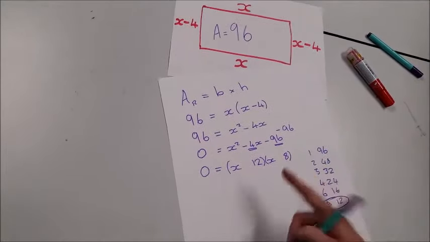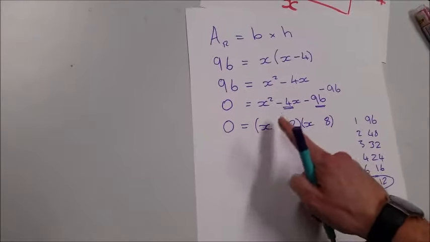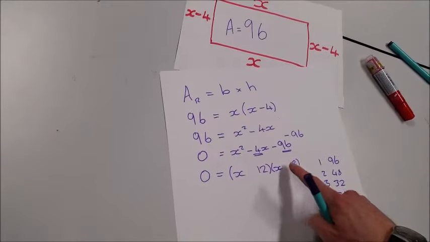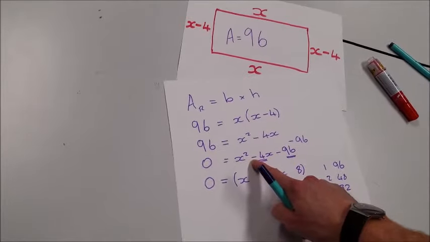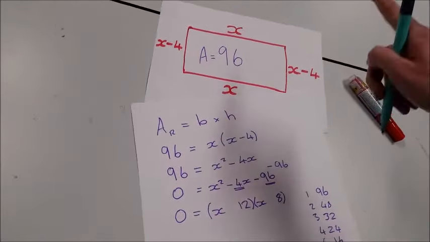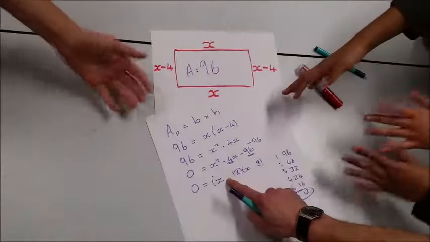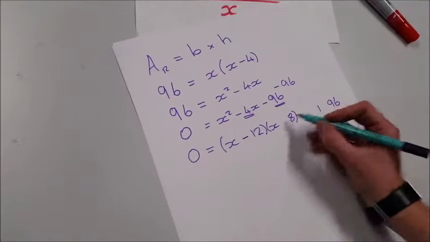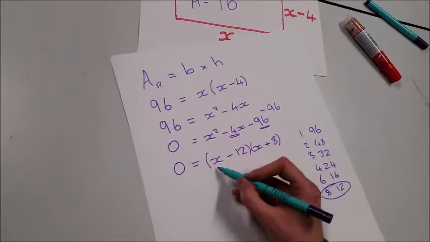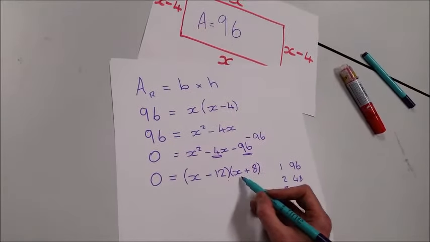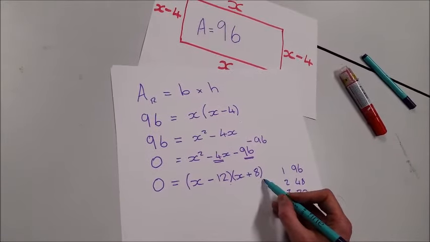The only question is, do we put a plus or a minus here and a plus or a minus here? Well, because there is a minus in front of this 4, that means that the minus goes with the 12. Let's put a minus there and a plus there. In order to make a 0, either the first bracket must be 0 or the second bracket must be 0.